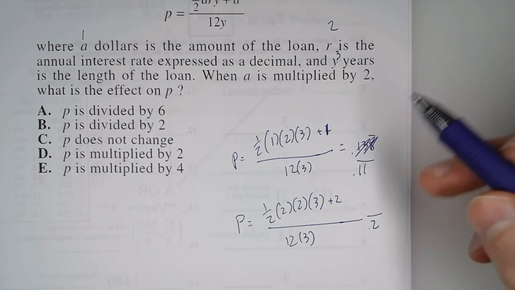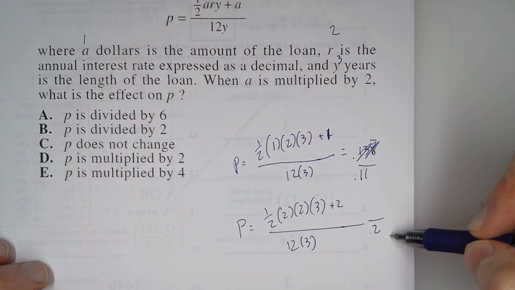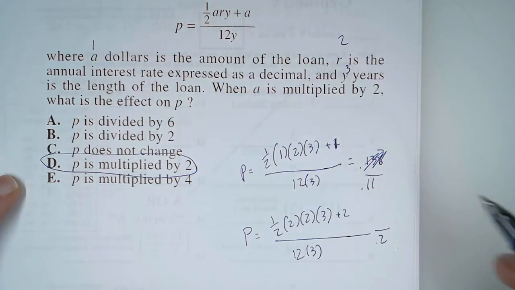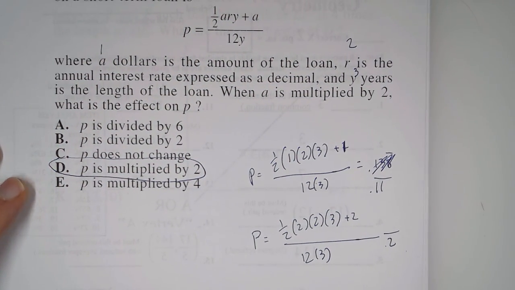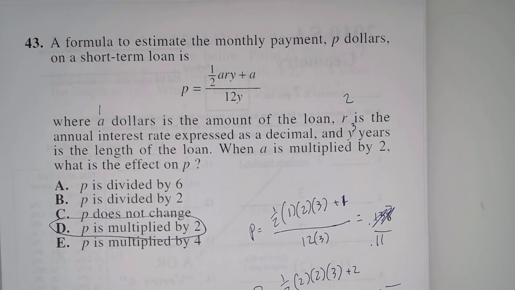All right, so what happened? Well, it went from 0.1 repeating to 0.2 repeating. So P is multiplied by 2, and that's going to be the same regardless of what numbers you plug in. So anytime you have blanks, just pick different numbers for each letter and then apply the appropriate change and see what happens.